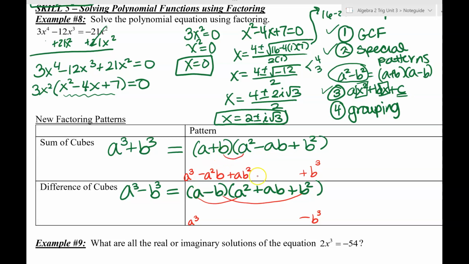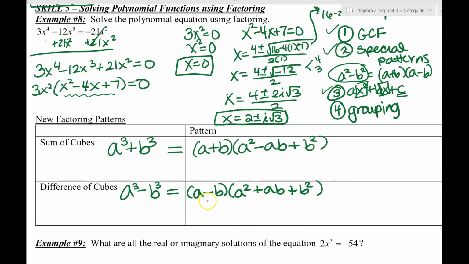When B multiplies A squared, we get that A squared B, and that cancels out that term. When the B multiplies the negative AB, we get negative AB squared, and that cancels out that term, and that's how we're left with those perfect cubes. The same thing happens in the problem below. The things cancel out, and then they leave you with just the perfect cubes. So you want to memorize this new factoring pattern.